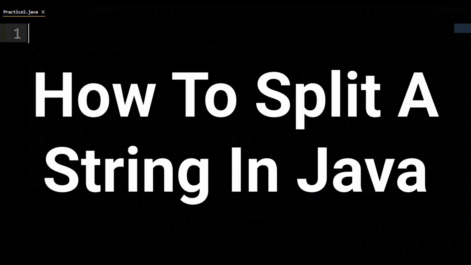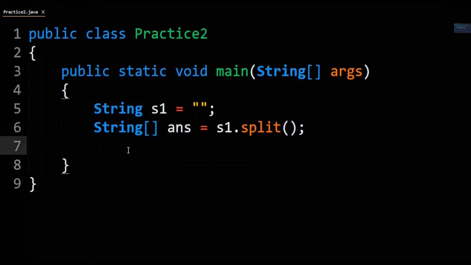How to split a string in Java. To split a string, you use the string split method. Split returns a string array. Passing in no arguments throws an error because you need to pass in at least one argument.